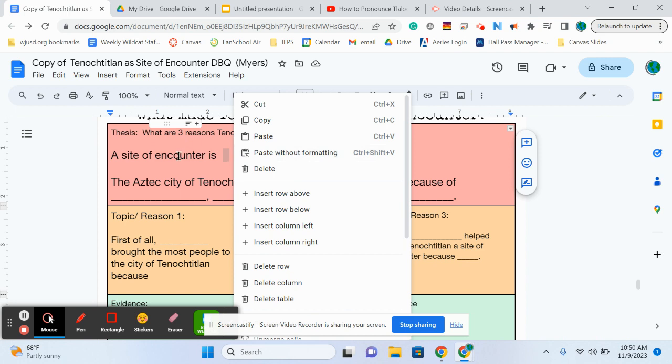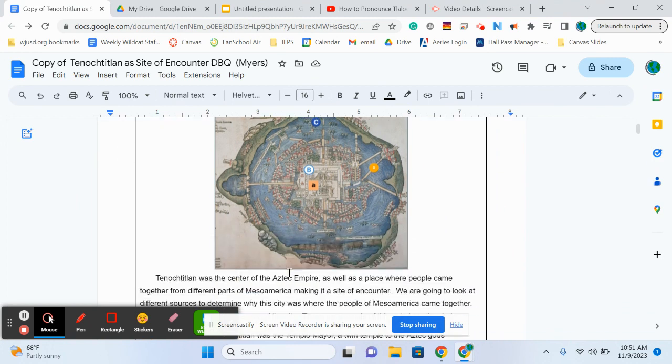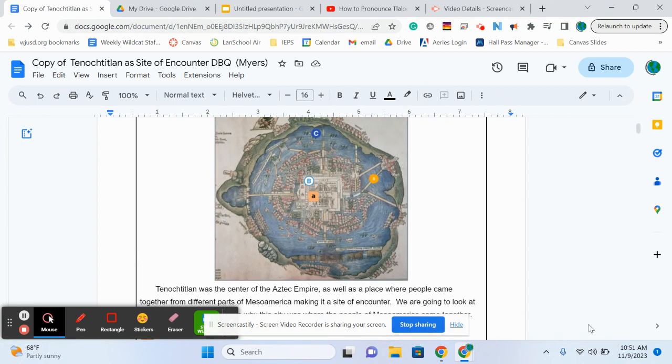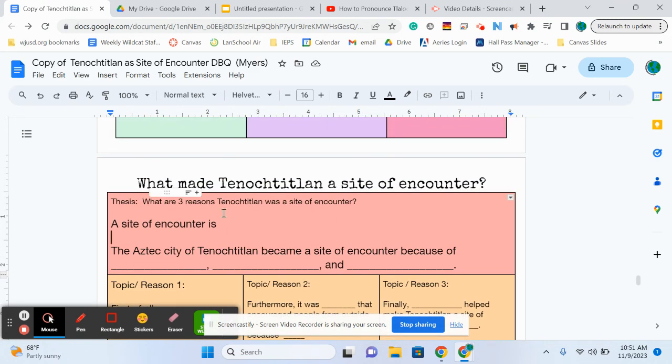We're spending our essay answering the question, what made Tenochtitlan a site of encounter? We first need to know what that means. So if we go back up to our very first page, we talked about what a site of encounter means. Essentially, it's where people from outside the area, from different cultures, come to the site that you're talking about, and they come together and share their culture. That culture then is going to spread out, or diffuse, cultural diffusion, to a larger region. In this case, that culture is going to spread out throughout Mesoamerica. So the first thing you want to do is describe, what is a site of encounter?